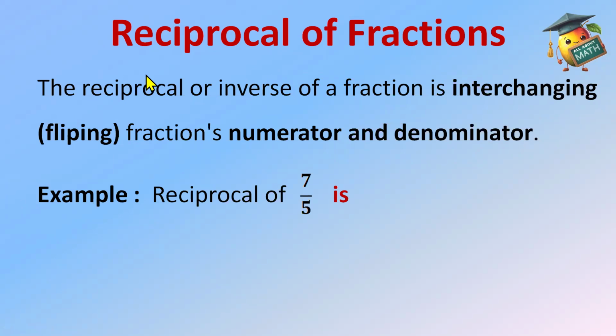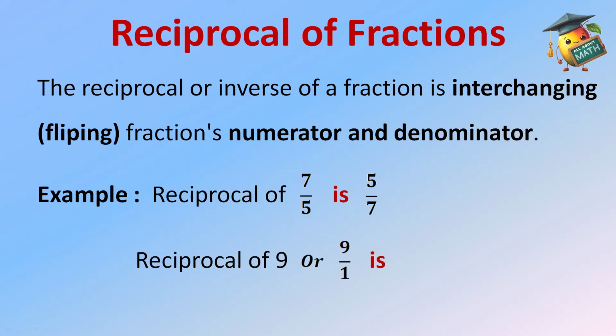So reciprocal of 7 by 5 is, now here we will not use an equal to sign because reciprocal is not equal. So reciprocal of 7 by 5 is, now we are going to interchange the numerator and denominator, or you can say we are going to flip. So 5 will be the numerator, 7 will be the denominator, just the opposite of this. So 7 by 5, the reciprocal will be 5 by 7.